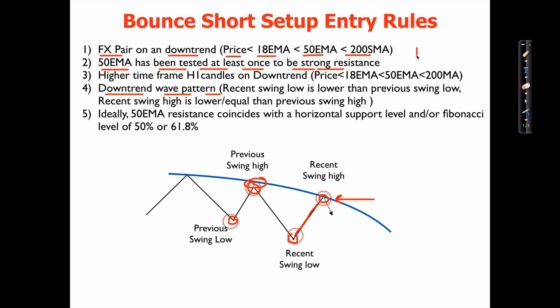Again, if you're trading on M15 time frame, always check one time frame higher, check the H1 time frame, ensure that it's also on a clear downtrend. Moving averages are in a downtrend sequence. Again, if the 50 moving average resistance coincides with a horizontal support level or Fibonacci level, that's a bonus, but it's not a must. All right.